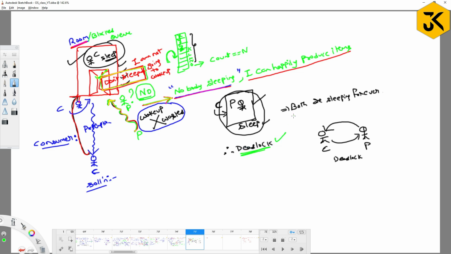But in real time, how will we implement this particular thing? Whenever you are sending a wake up signal, generally what you are doing is making one board kind of thing, right?